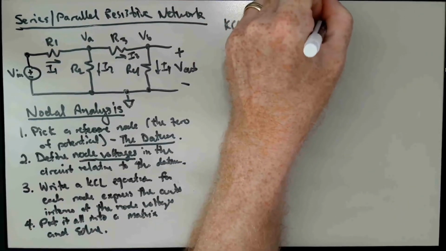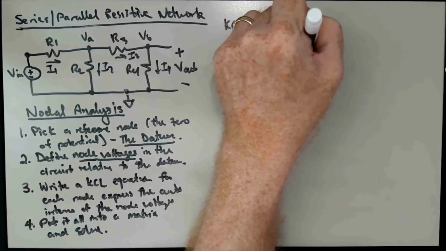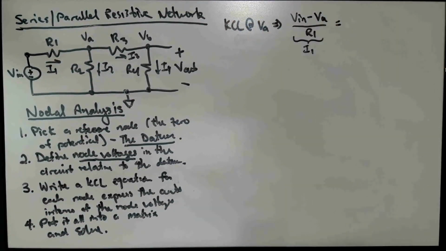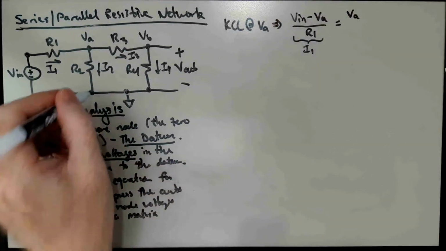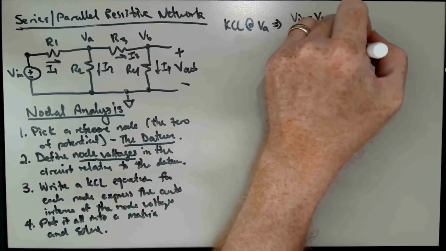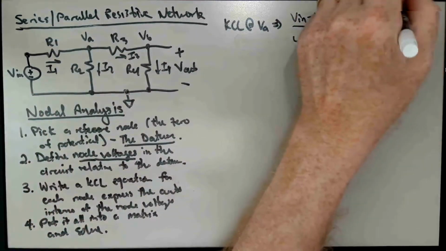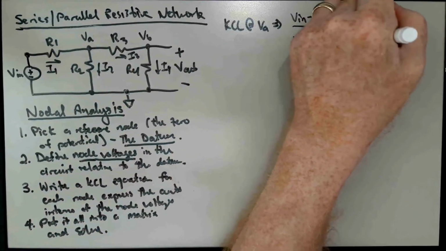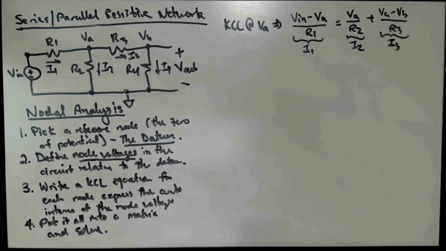minus Va, the voltage across R1, divided by R1, and that's equal to I2, which is Va minus 0, which is our datum, divided by R2, plus Va minus Vb over R3, and this is I3. Okay, so that's our first equation.